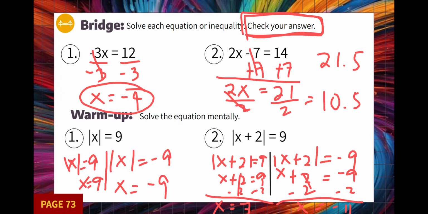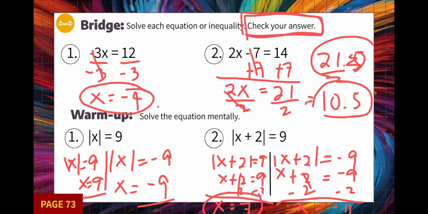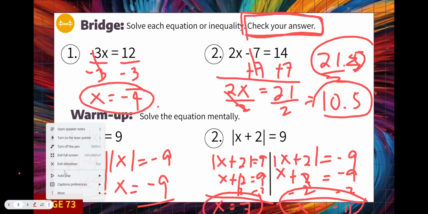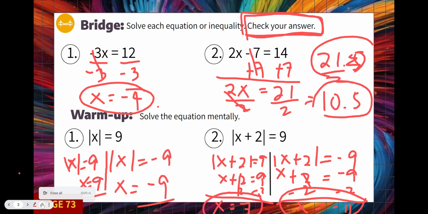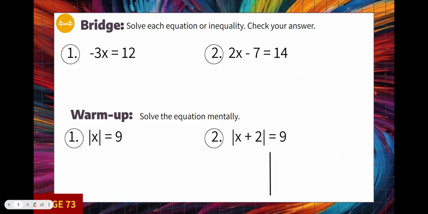Again, remember the answers: negative 4, this is not 21.5, sorry, this is 21 over 2, or 10.5, and then 9 and negative 9, and the other one is 7 and negative 11. I'll erase everything because again, I'll show you the checking. Erase all.